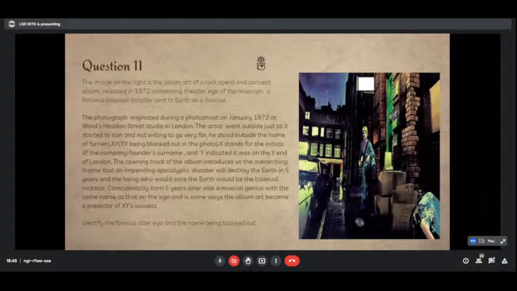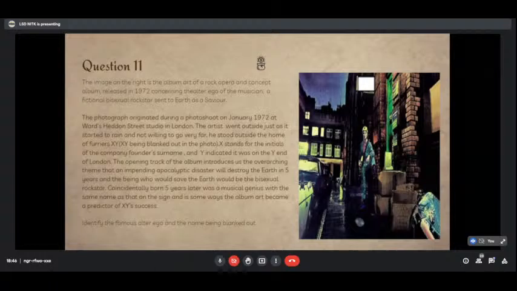So the image on the right is the album art of the concept album, which was released in 1972, and it talks about the alter ego of a musician, a fictional bisexual rock star sent to Earth as a savior. So the photo actually originated during a photo shoot in 1972 when the artist was leaving from this place and it started raining. So he just stood outside the home of the furriers, XY.